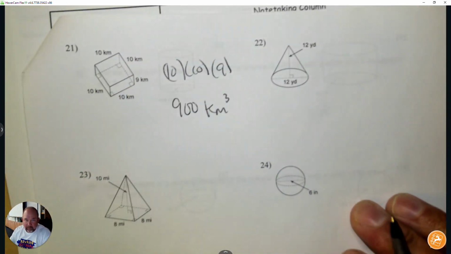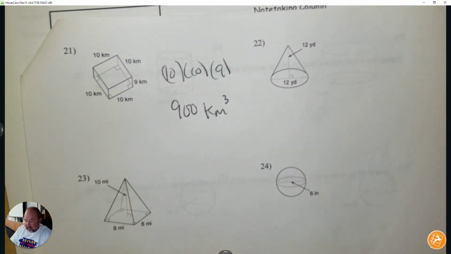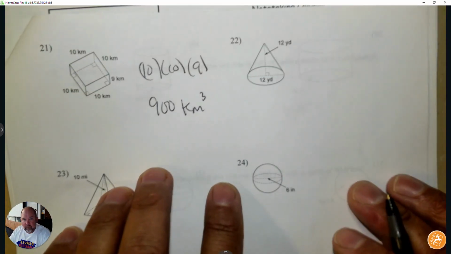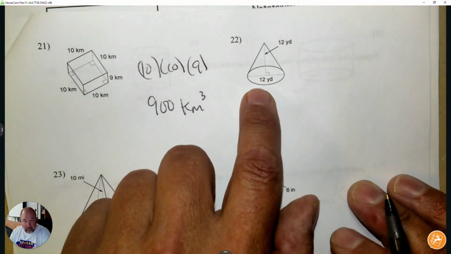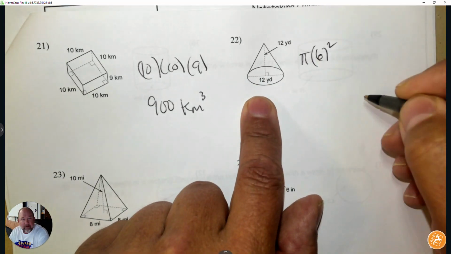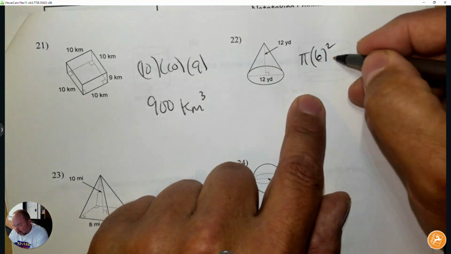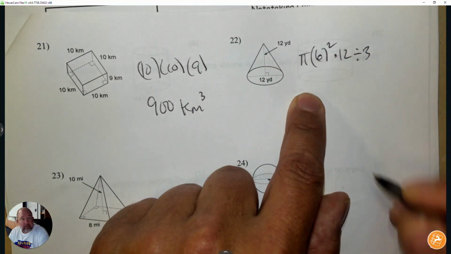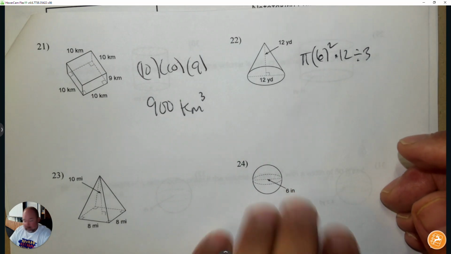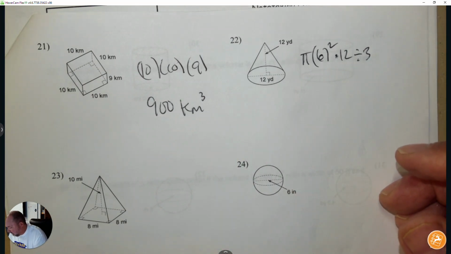Just doing the work doesn't make you do better on the test, right? You have to try it first and study as we're going along so you can do it on your own. Here's a cone. The radius is 6. So we're going to go pi r squared. And then the height of the cone is 12. And then divide by 3. So cones and pyramids, you divide by 3 at the end for the volume. All right, I'm going to use my calculator. Pi times 6 squared times 12 divided by 3.